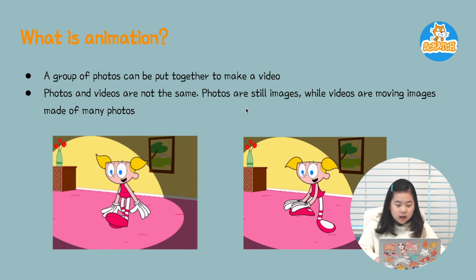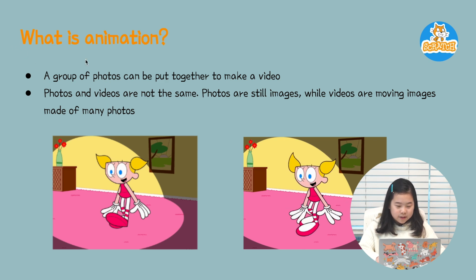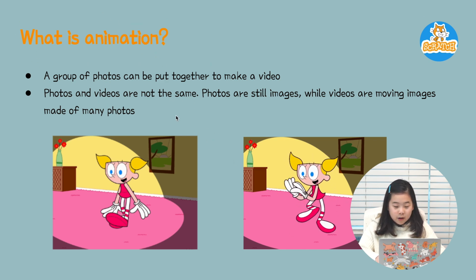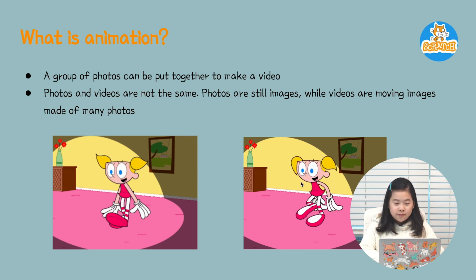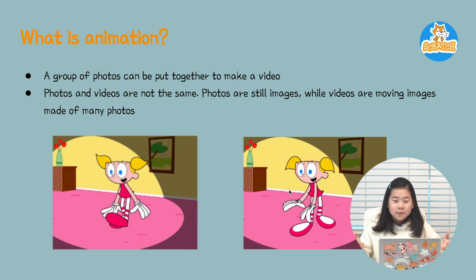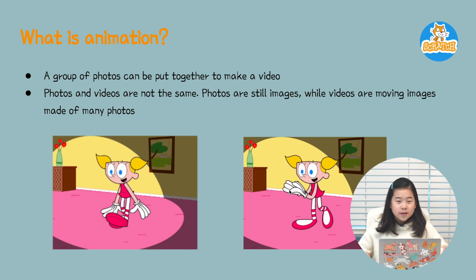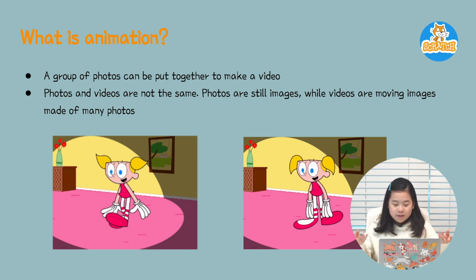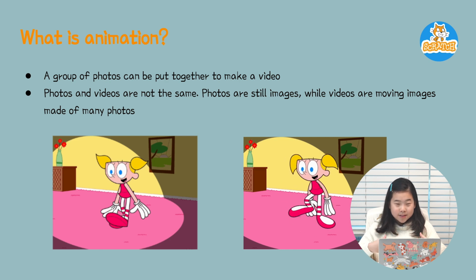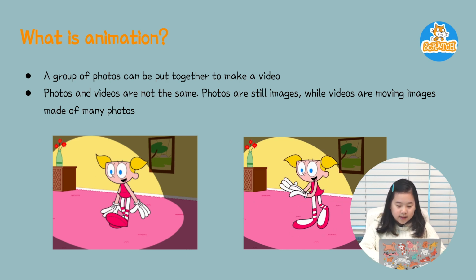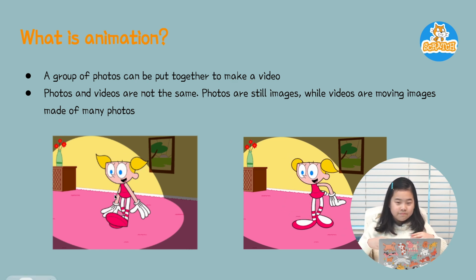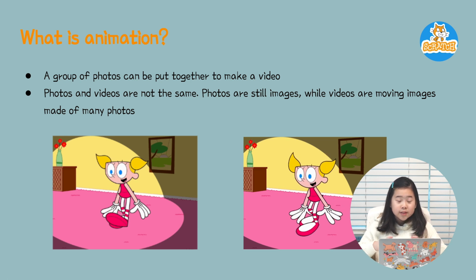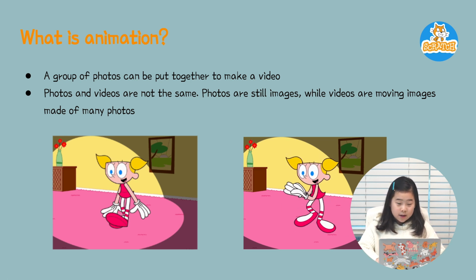What is animation? A group of photos can be put together to make a video. Photos and videos, are they the same or not? Photos are still images, while videos are moving images made of many photos. For example, let's look at YouTube videos. If you see one, it is a video because it is moving using animation. But how does it work? When you click a button, the video stops. So when you stop it, it becomes an image, like this. Videos are images put together, so they are the same.